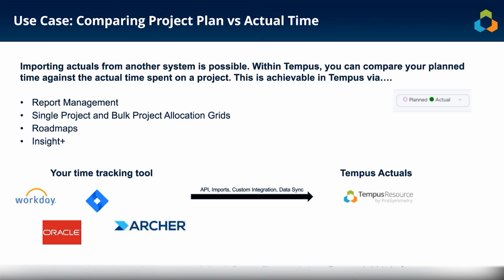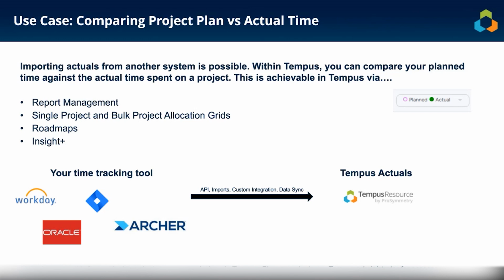the project. You can do this in Tempus through a few different areas, some of them being report management, single project and bulk project allocation screens, roadmaps, as well as our advanced reporting tool, Insight Plus.